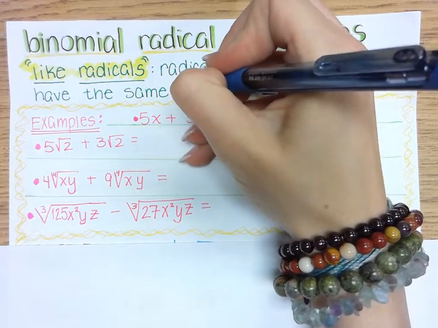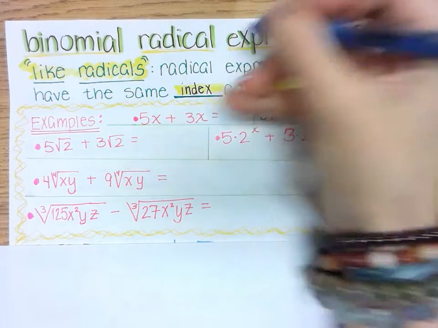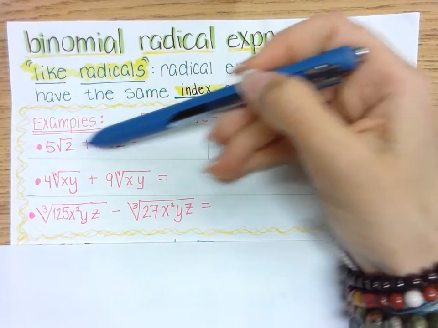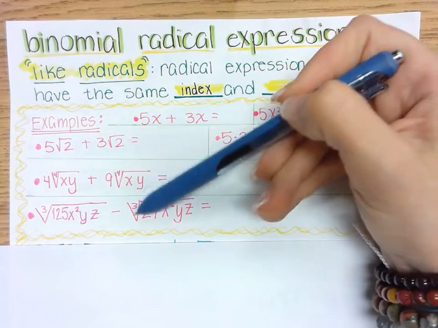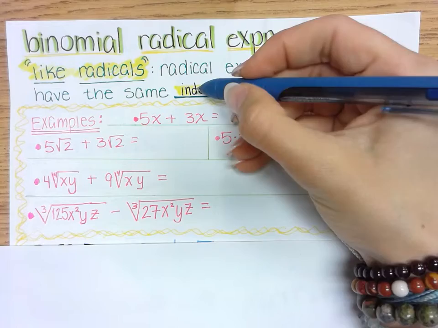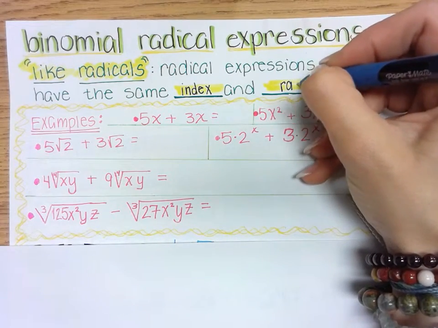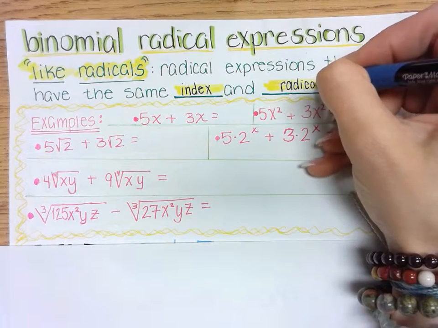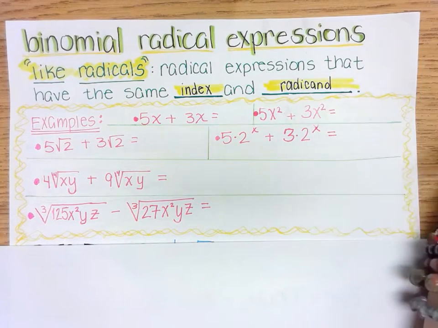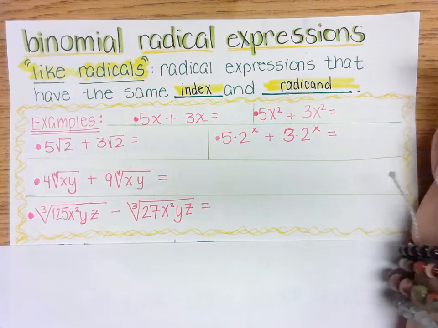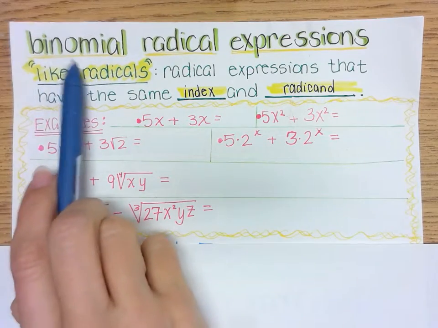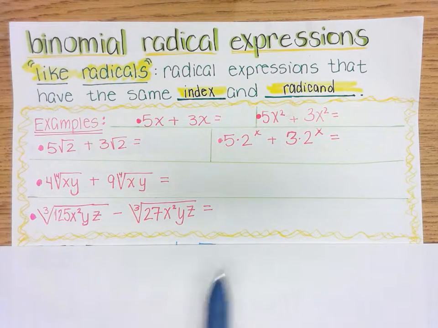The index is the number in the little hook of the radical. So for example, that is a square root, fourth root, cube root. Same index, and they also will have the same radicand. The radicand is the expression underneath the radical sign. So those are going to be like radicals. And when we are dealing with binomial radical expressions, those are separated by plus or minus signs.